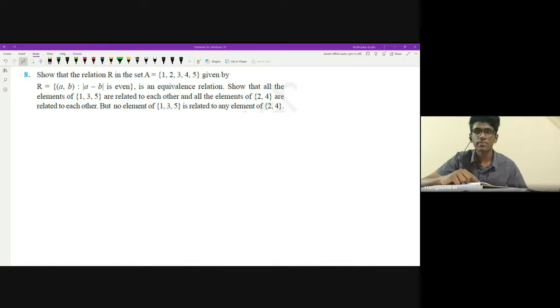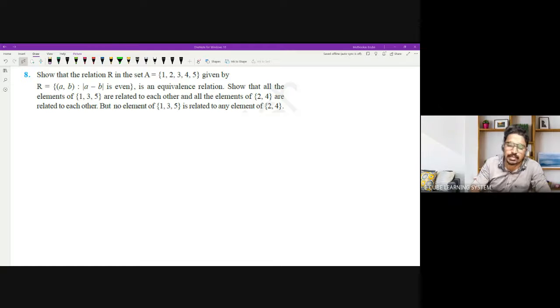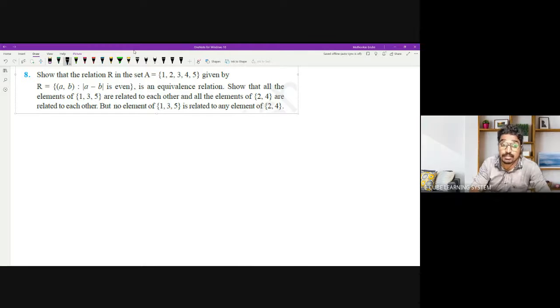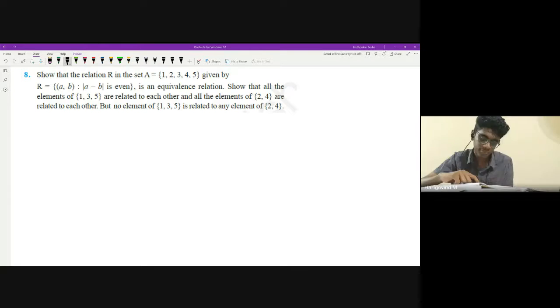We should find the set. Let us write the relation, then convert the set into roster form, and then show that all the elements of the set are related. That's the second part. In the first part, what should we show? We should show that it is an equivalence relation.